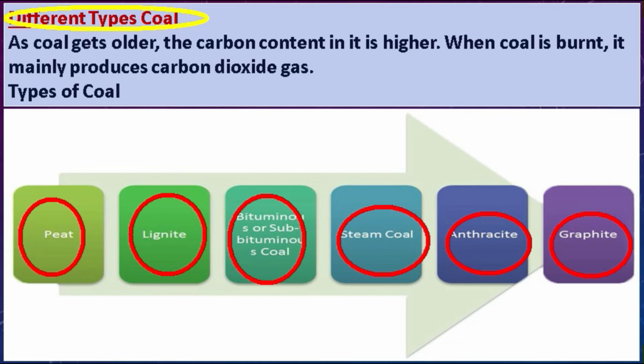And students, this image shows you that the highest content of carbon is basically found in graphite, whereas the minimum content of carbon is found in peat. And from peat, the carbon content in coal increases towards graphite. And that's how, due to this carbon content, coals are classified into different types.